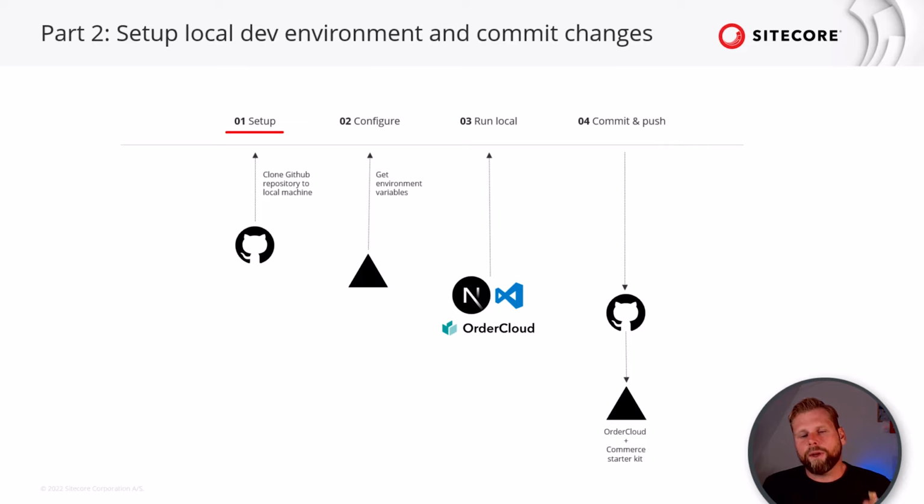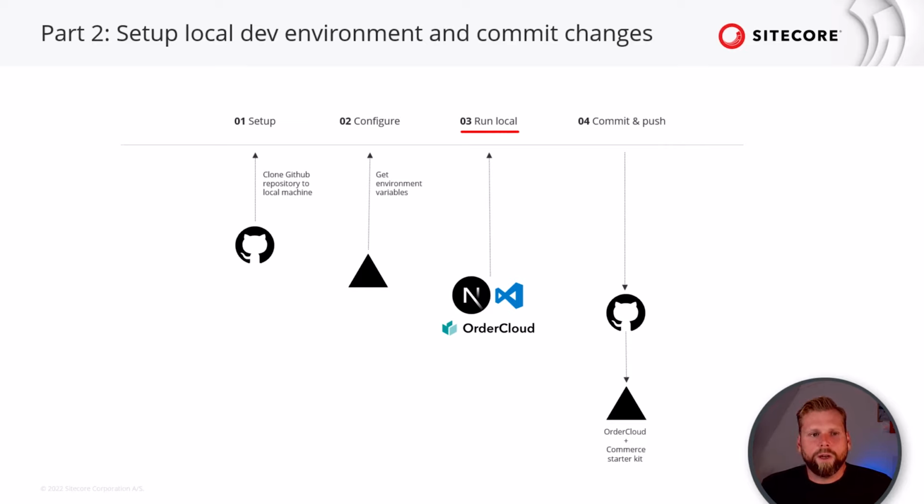The first thing that we're going to do is we're going to clone that same GitHub repository to our local machine. Then we need to link our local instance to Vercel and get the environment variables. So that way we can talk to both Vercel, but also to OrderCloud. Then we're going to run everything local. We're going to use pnpm to get all the required packages. And then we're going to run a dev environment.